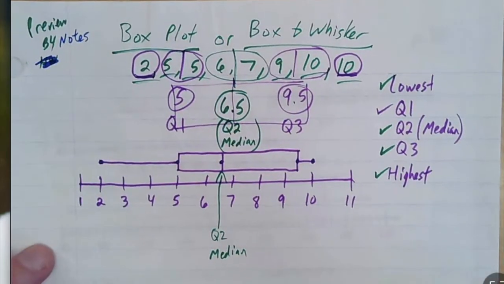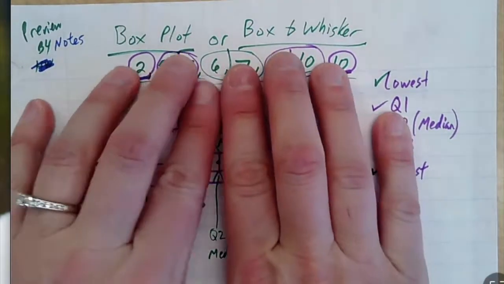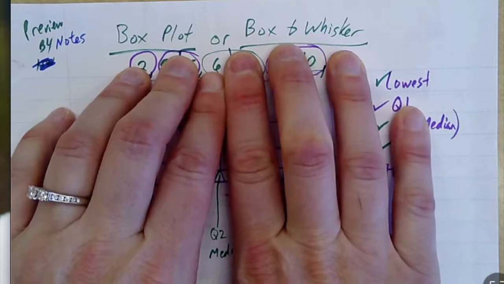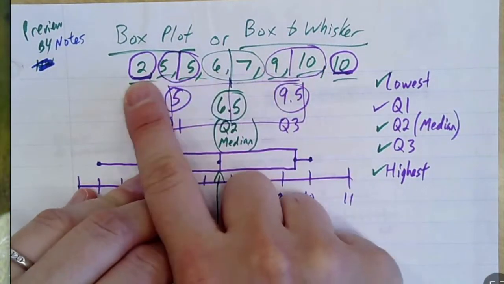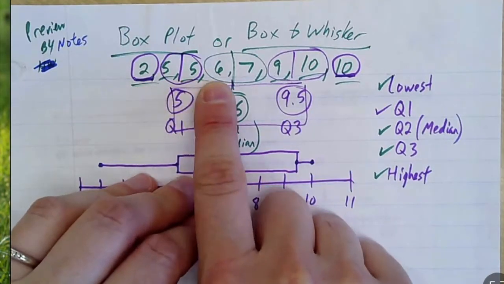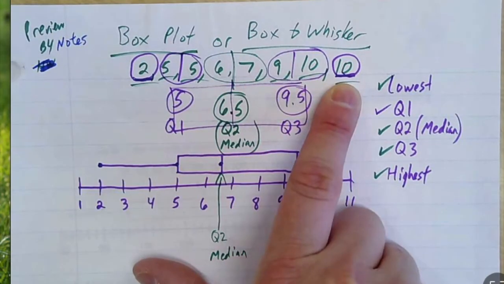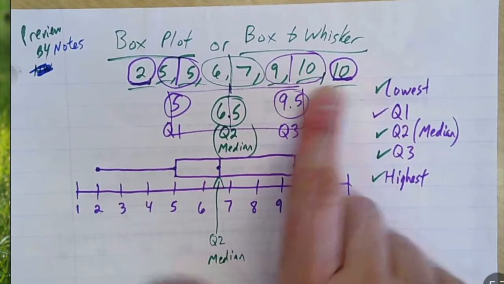This video I'm making is kind of like a preview. It's a preview of box plot or box and whisker. What you need to know is you'll take a group of numbers. The numbers are 2, 5, 5, 6, 7, 9, 10, and 10. You're going to put them least to greatest, and you write them out like that.